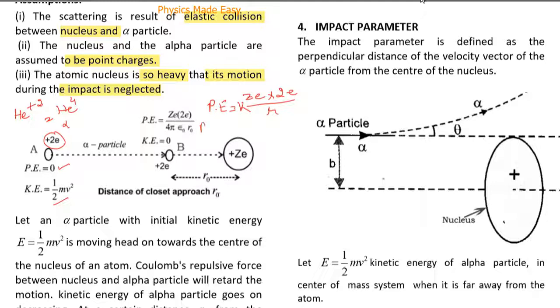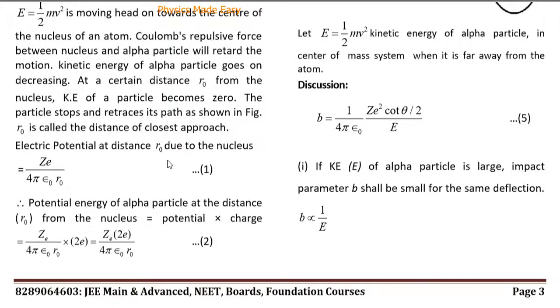If we put the value of K, then we get Z into 2E divided by 4 pi epsilon naught r0. So this is the potential energy. The whole of the kinetic energy, half mv square, at A becomes potential energy at B. So now we shall be putting these two values equal.